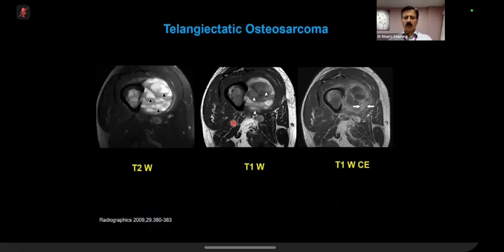This is from literature. It tells you in telangiectatic osteosarcoma, you can again get a lot of fluid levels, but there is some soft tissue. In Royal National Orthopedic Hospital, what they do is that they have got some criteria to diagnose an aneurysmal bone cyst on MR: more than 75% of the lesion must have fluid levels. And if they are worried about any solid component, they target it with a biopsy to rule out telangiectatic osteosarcoma.